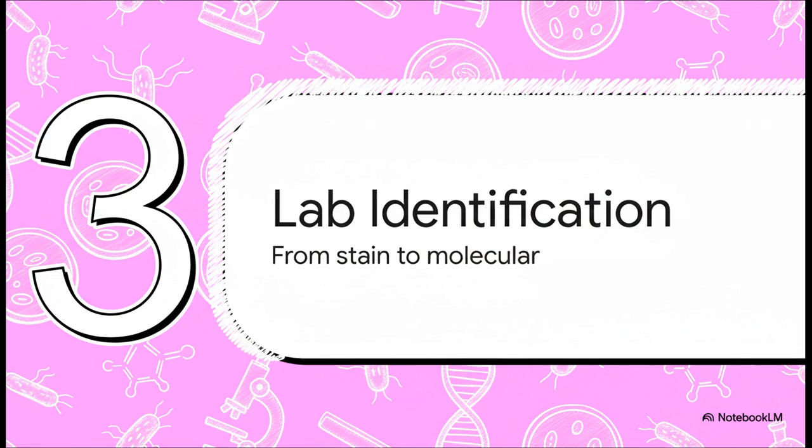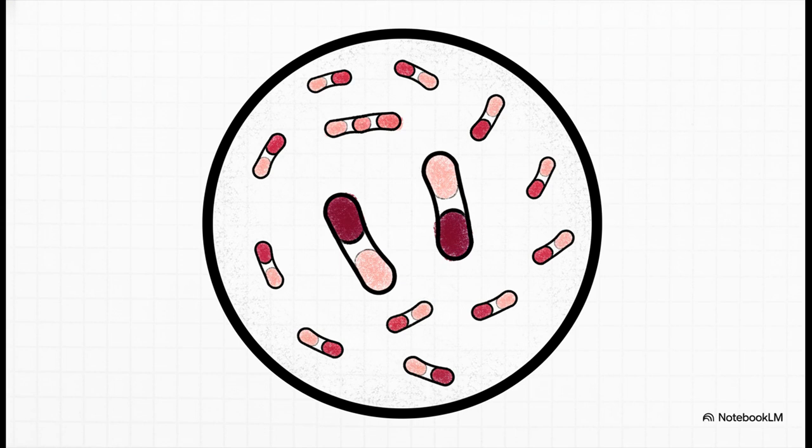Let's walk through the lab workflow. Under the microscope, you're looking for those small, gram-negative coccobacilli. And if you get a good look, you might spot that classic bipolar staining. It's not always there, but when it is, it gives the cells that really distinct safety pin appearance.